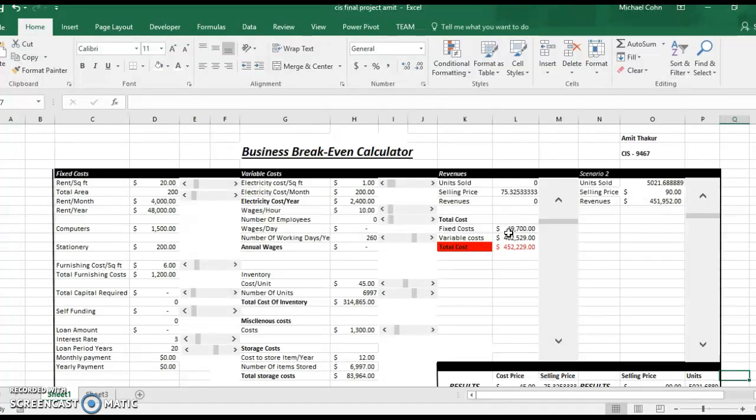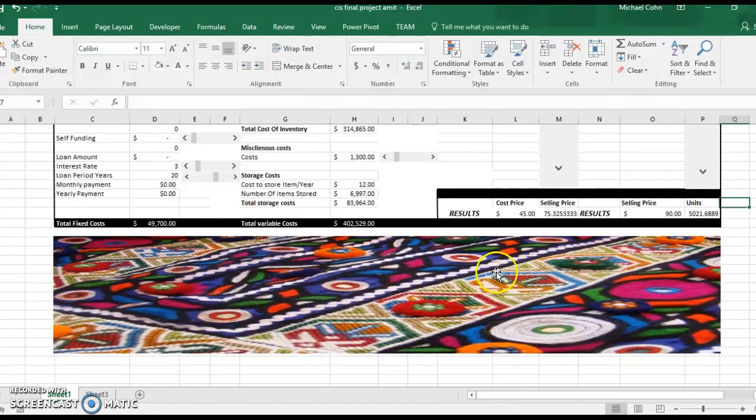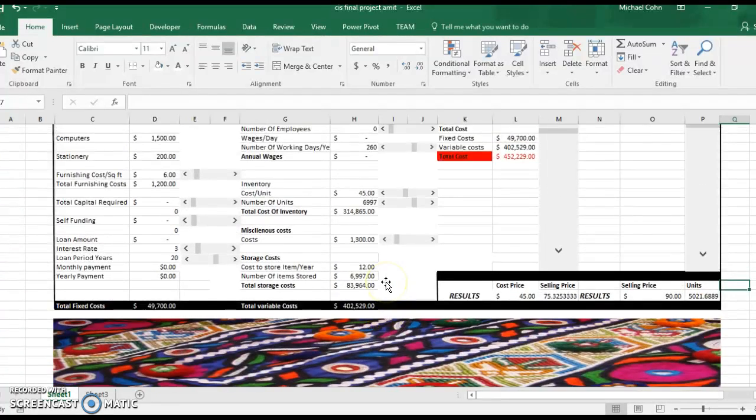In this project, I've decided to make a business break-even calculator to help my sister, who is planning on starting her own business. What my sister plans to do is import carpets, such as the one shown in the picture, from India and sell them in New York City.